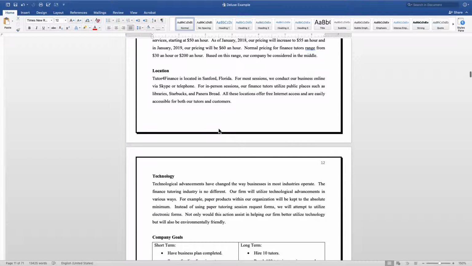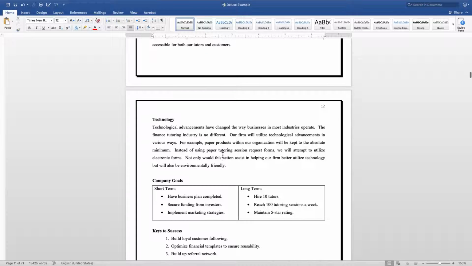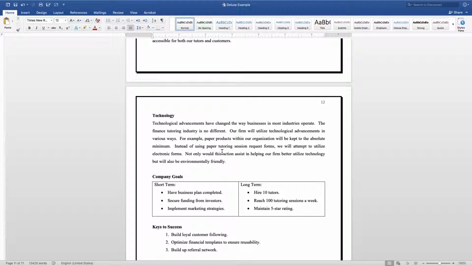Now you've got your location. So now we're going to step back a little bit. All right, this is where we're going to be located. Once that's done, go ahead and talk about technology. Technological advances are changing every business. I don't care what business it is, technology is going to change it. It's changed it in the last 5 years. It's going to change it in the next 5 years as well. Make sure to address how your company is going to deal with technology.